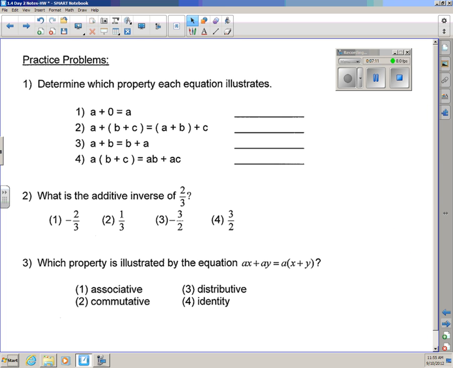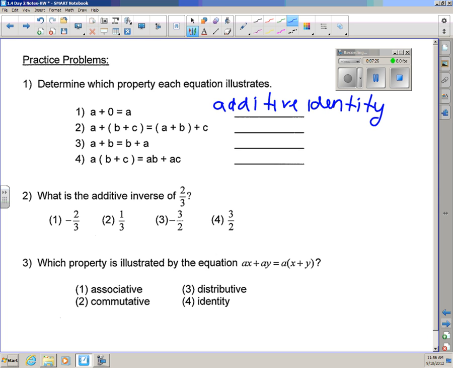Here are a couple of practice problems. So determine which property each equation illustrates. Well, if I'm going to add something by 0 and get itself, this is going to be my additive identity. If I take a look where I've got parentheses and I'm doing addition, I've got the order of the same, ABC, ABC, just my parentheses changed. This is the associative. If I take a look at the next one where it's addition and I've changed my order, A plus B equals B plus A, that's my commutative.